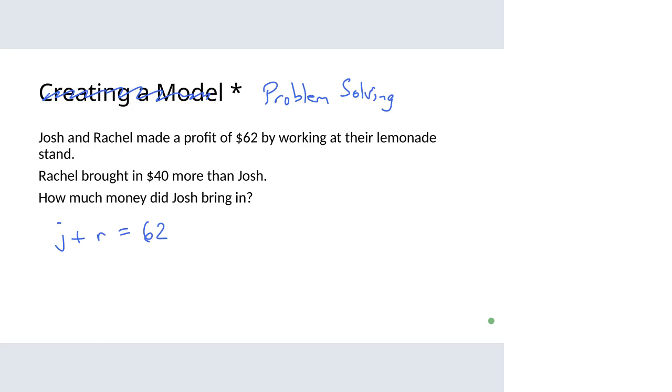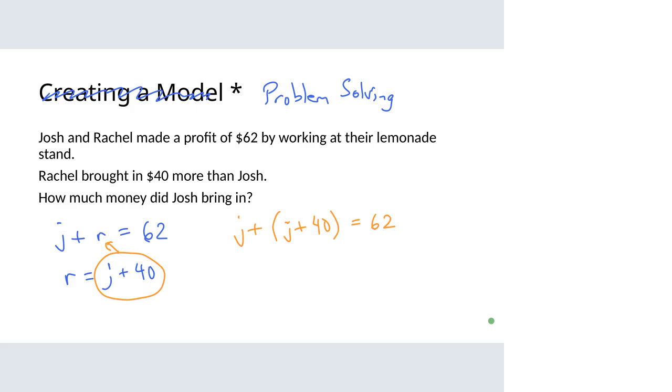And Rachel brought in 40 more than Josh. So Rachel brought in whatever Josh did plus 40. And at this point, I have two equations and two variables, so we can solve it, and we can use substitution. We can see right in there that Rachel is Josh plus 40, so I can substitute Josh plus 40 in where Rachel goes. And I can rewrite that top equation as Josh plus Rachel, which is Josh plus 40, is 62. And when we solve that, we'll know how much Josh brought in.